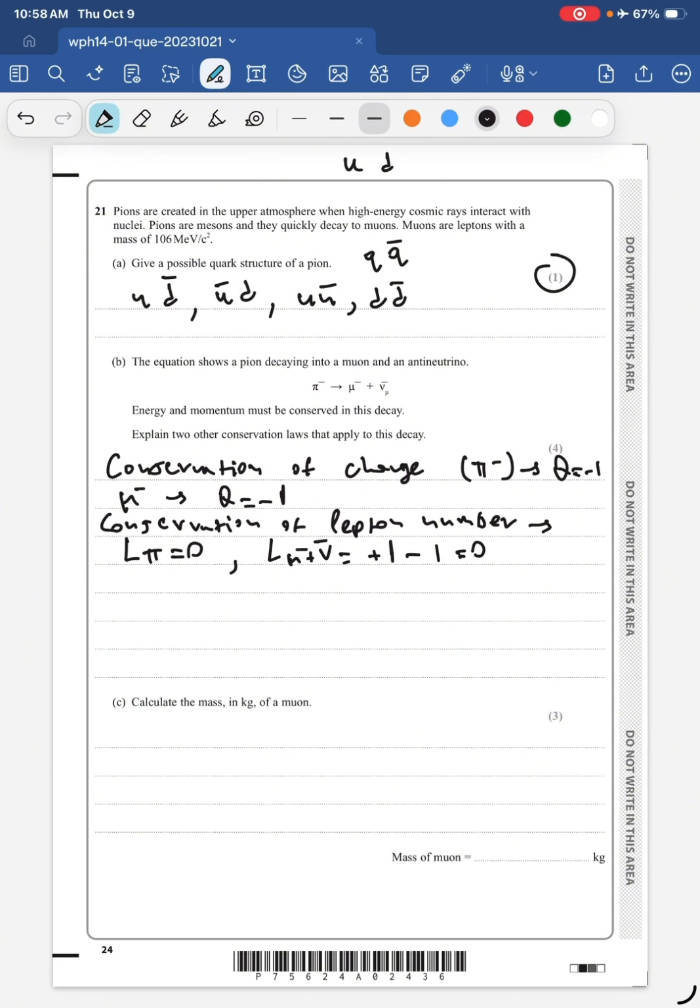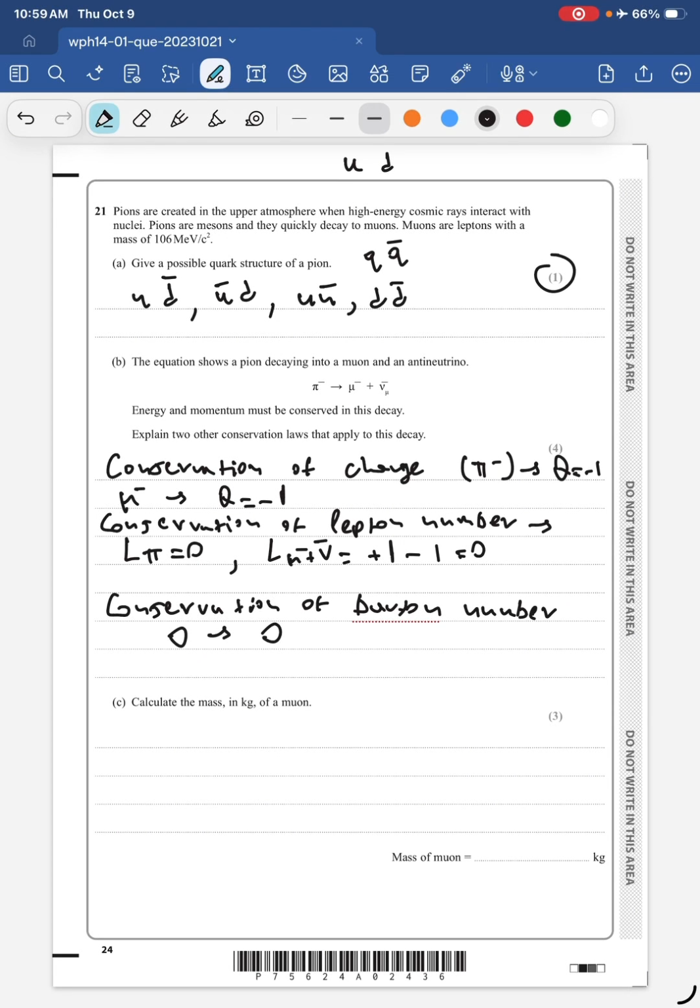And they are asking for two conservation laws. Another one you can mention is the conservation of baryon number. And this is simply true because the pion has a 0 baryon number because it's not a baryon. And then the muon and the neutrino also have a baryon number of 0 since they are not baryons, they are leptons. Okay, so there you go.